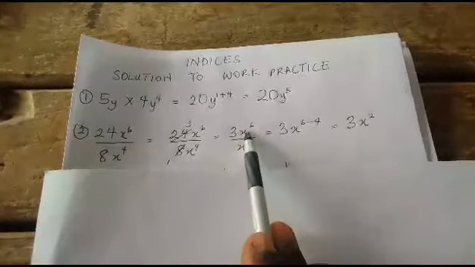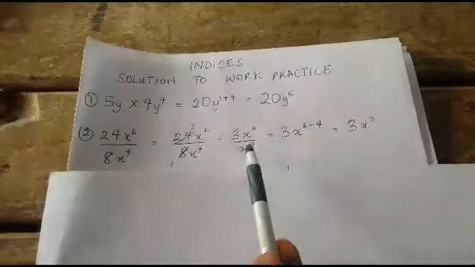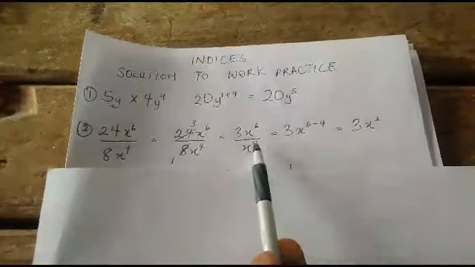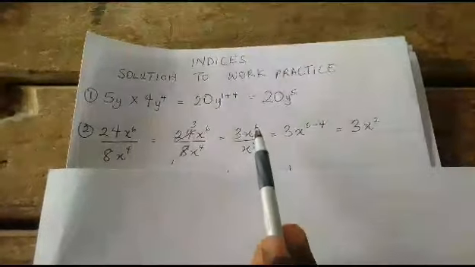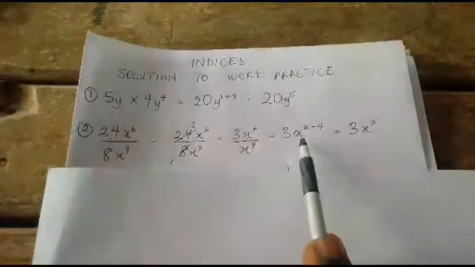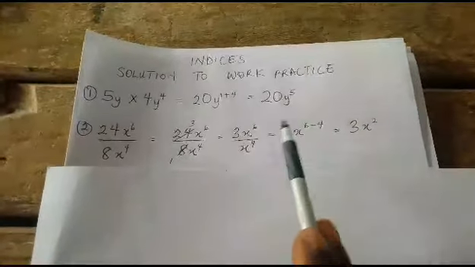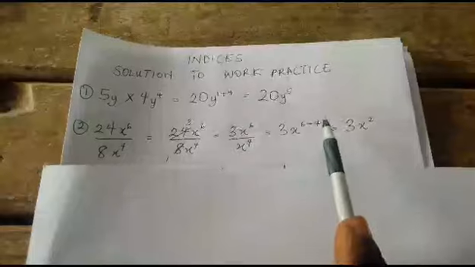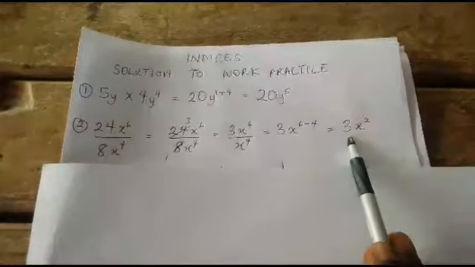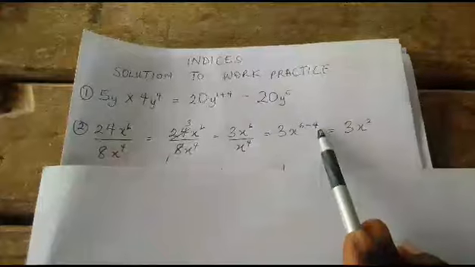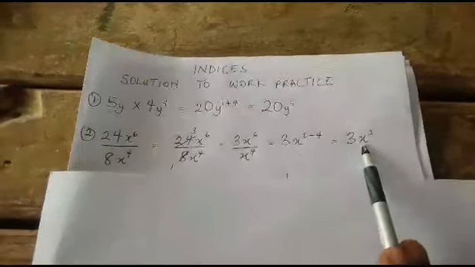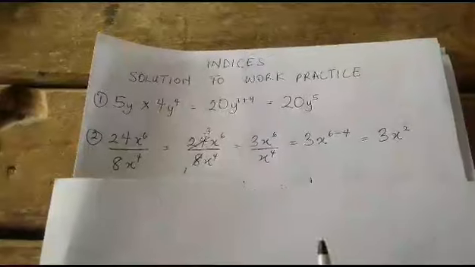Now you have x raised to power 6 divided by x raised to power 4. The law of indices tells us that whenever we are having division, you subtract the powers. So that means you now have 3x, and because this is division, you say 6 minus 4. 6 minus 4 is what? 2. So our final answer is 3x raised to the power of 2.